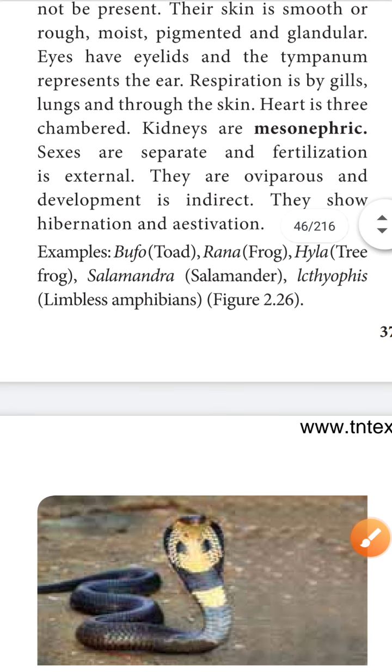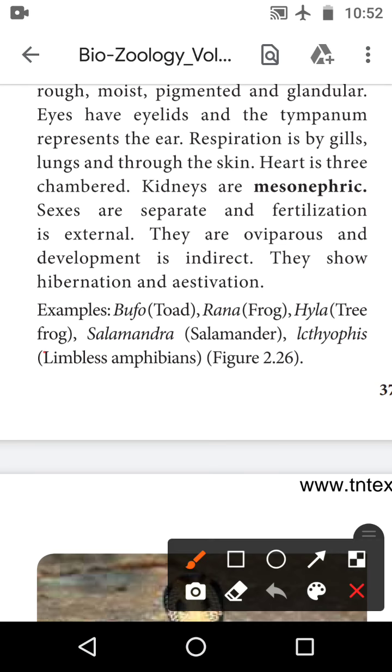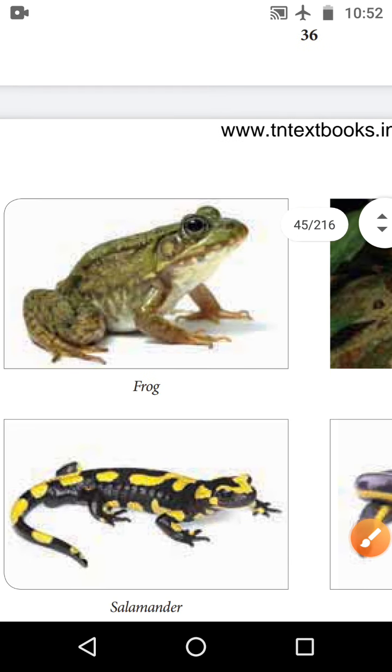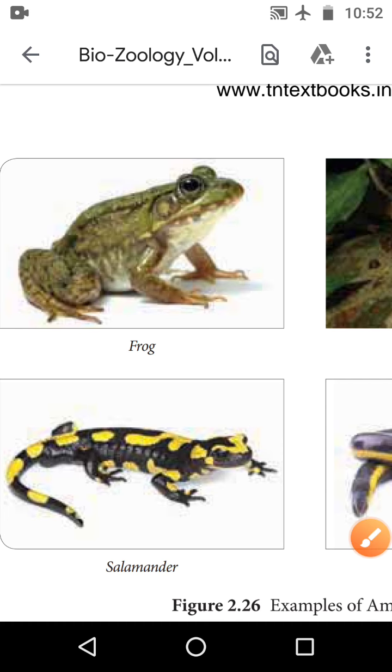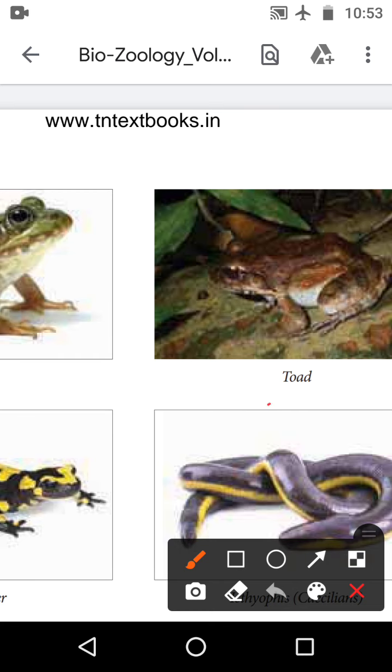Okay, so what are the examples of amphibians? Toads, frogs, tree frogs, salamanders, and limbless amphibians. So these are the examples of amphibians. Okay, all of you see this diagram. The frog produces a beautiful sound. Then the toad has the same frog-like structure, with only a slight difference.